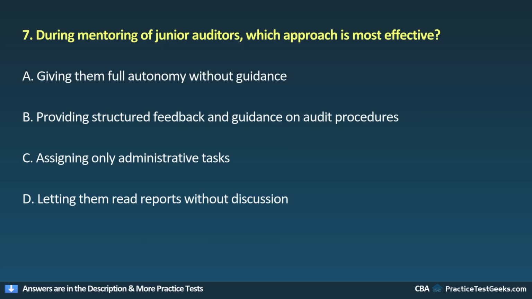7. During mentoring of junior auditors, which approach is most effective? A. Giving them full autonomy without guidance. B. Providing structured feedback and guidance on audit procedures. C. Assigning only administrative tasks. D. Letting them read reports without discussion.